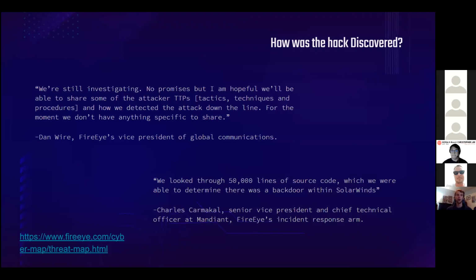And then there's this quote by Charles Carmichael, who says, "We looked through 50,000 lines of source code, which we were able to determine there was a backdoor within SolarWinds."